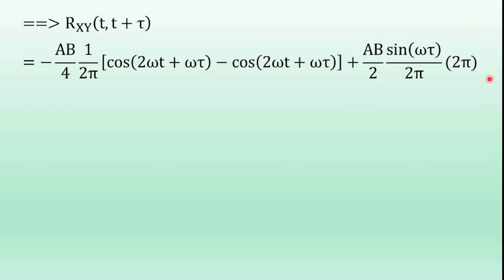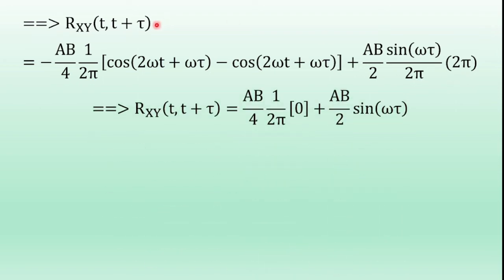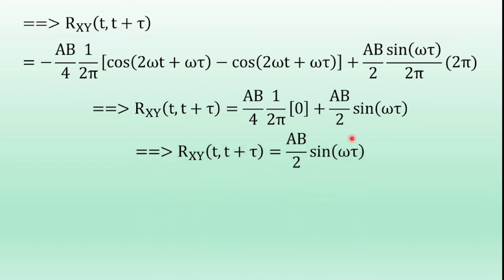And for the second term, substitute the upper and lower values of theta. 2 pi minus 0 is 2 pi, so the 2 pi cancels. The first term is 0 and the second term is ab by 2 into sine of omega tau. So the cross correlation function of the random processes x of t and y of t depends only on tau. Hence the given random processes x of t and y of t are stationary random processes.